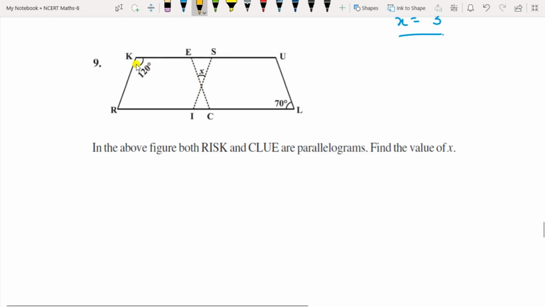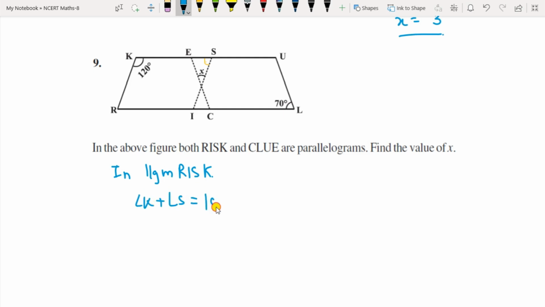Now you can see here 120, this one K and S, these are co-interior angles forming a C angle here. So this angle you can find by subtracting this from 180. So you can find angle S equal to, you have to write in parallelogram RISK, angle K plus angle S equal to 180 degrees. The reason is co-interior angles.